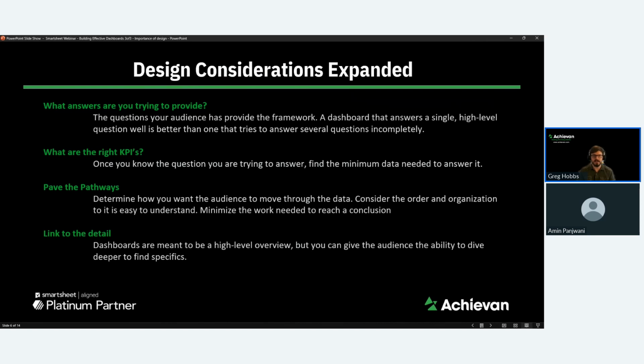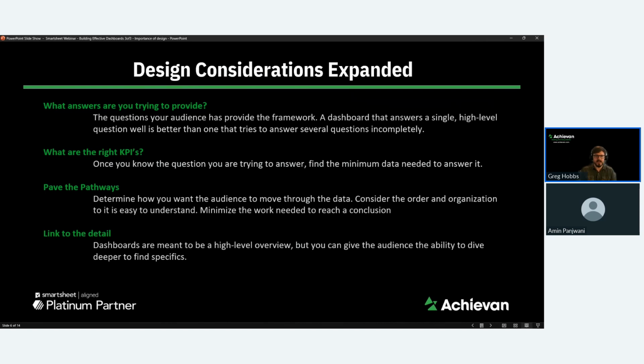What's the status of this project? Are our sales growing? Who's behind on their tasks? They're usually some really key high-level questions like that. So what are the right KPIs for it too? Once you know the question you're trying to answer, you need to find the minimum amount of data needed to answer it, making sure that you're giving them exactly what they need rather than, again, everything that they think they need. Part of that too is making sure they have pathways to find it.